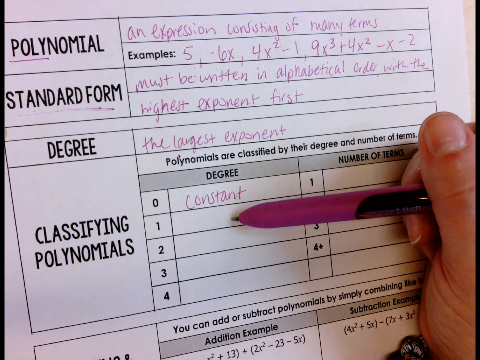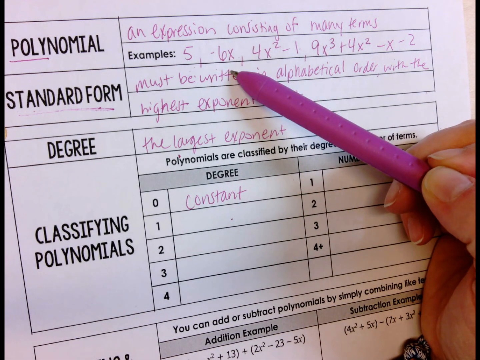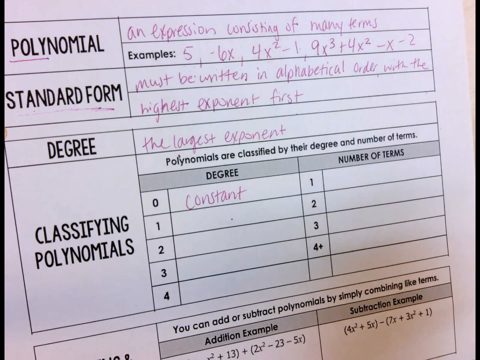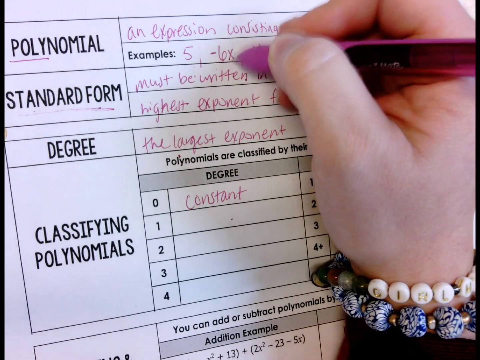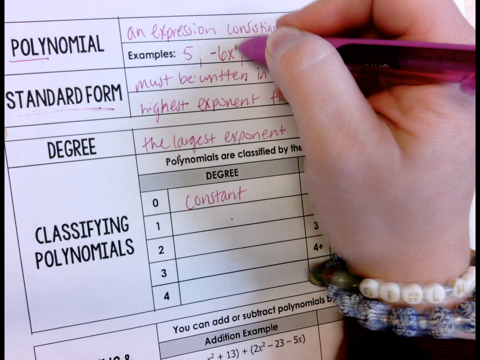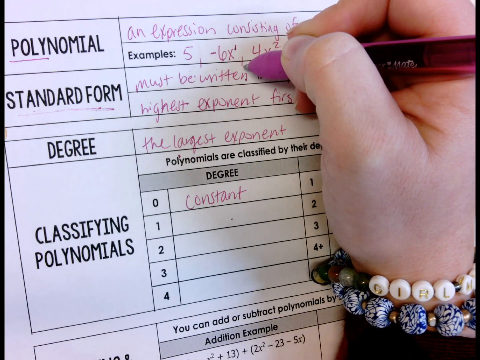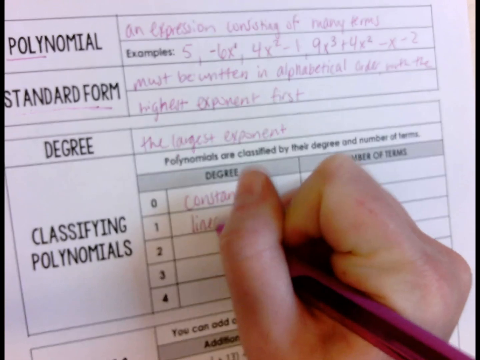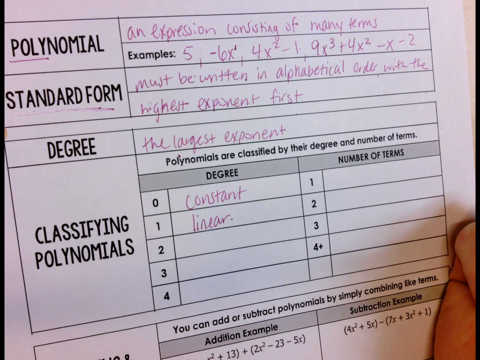Now, what if there is a degree of 1, meaning the highest exponent is 1? Well, if you look here, you might want to call this constant because there's no exponent. But if you remember, any variable that doesn't have a written exponent is understood to be 1. So negative 6x would be an example of something with degree 1. And what we call that is a linear degree, okay? So these are just kind of fancy terms that we use for classifying.